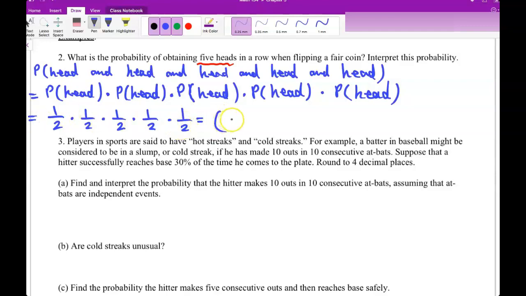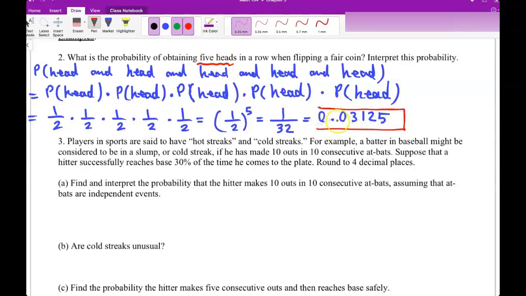You can write it that way, or you can write 1/2 to the 5th power. That is, 1 to the 5th power is 1, 2 to the 5th power is 32. This is the fraction. Now this one is 0.03125. So that is the answer. As for probability, we usually write it as a decimal number.